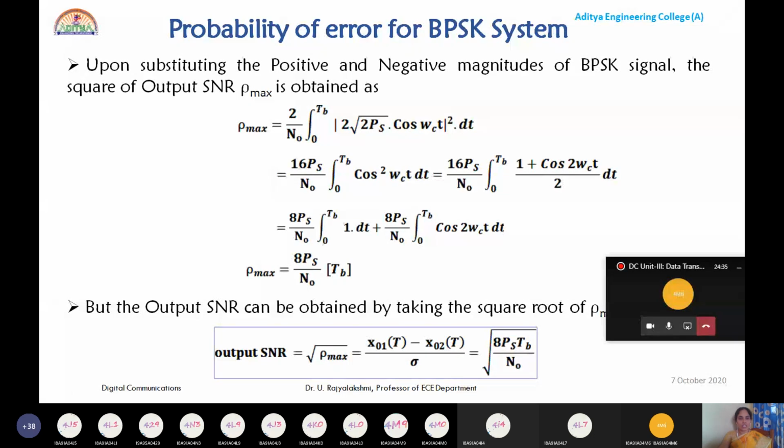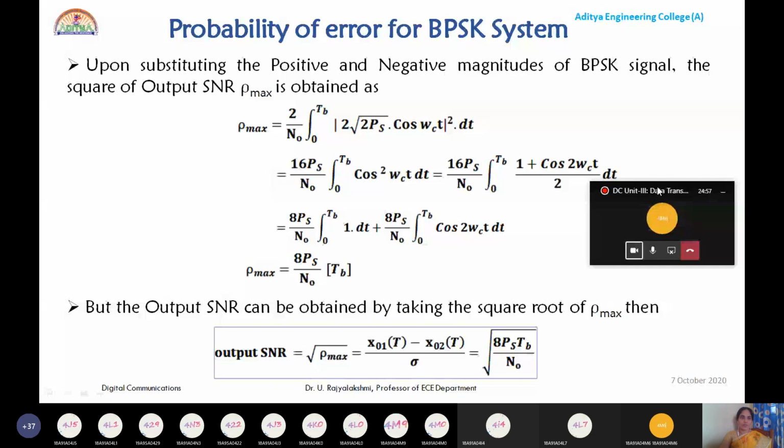Here PS into TB is once again nothing but the bit energy. So 8 EB by N naught. See, here you obtained 8 PS into TB by N naught. You can also mention this as 8 EB by N naught, where EB is the bit energy, which is the product of power dissipated per symbol and bit duration. But the output SNR can be obtained by taking the square root of rho max, because rho max is the square of output SNR. If you want output SNR, apply root to that, so that square and root get cancelled.